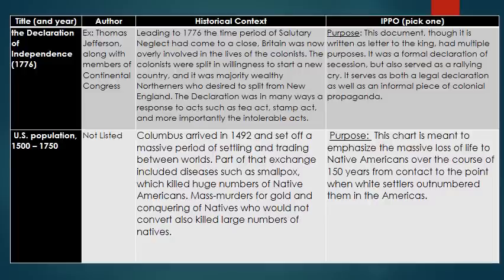So similarly, Columbus arrives in 1492, massive period of settling and trading. If you want to look more in detail into this one, a better explanation, pause it, read through this. But as you can see, it's a pretty simple task, but you got to understand the info to be able to do this. You can't just jump right into this information and just try to do it. You have to have the context. This is why it's so important that you do the homework, the modules, do your readings, watch your videos before you dive in and try to do our primary sources here.